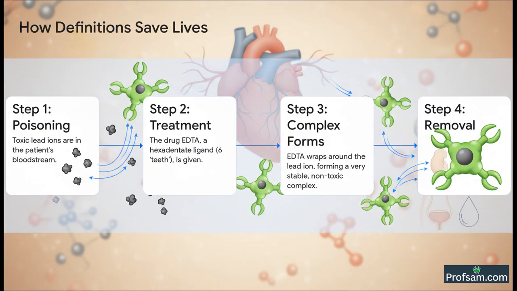Imagine a person has lead poisoning, meaning there are toxic lead ions floating in their bloodstream. Doctors give them a drug called EDTA. Now, EDTA is a hexadentate ligand. It's a superligand with 6 teeth. This powerful ligand finds the toxic lead ion and wraps all its 6 teeth around it, forming a very stable, non-toxic complex. This complex can then be easily and safely flushed out of the body through urine. A ligand with just 1 or 2 teeth would not be strong enough to do this job.